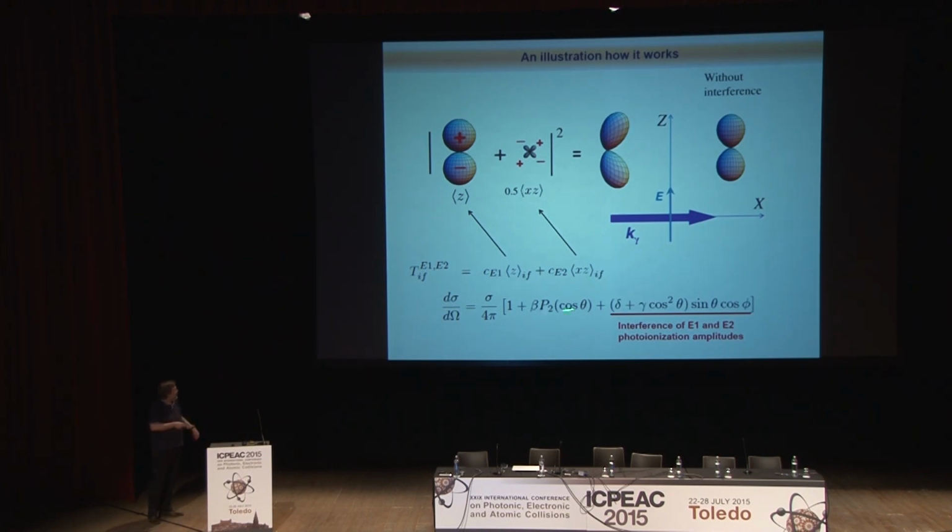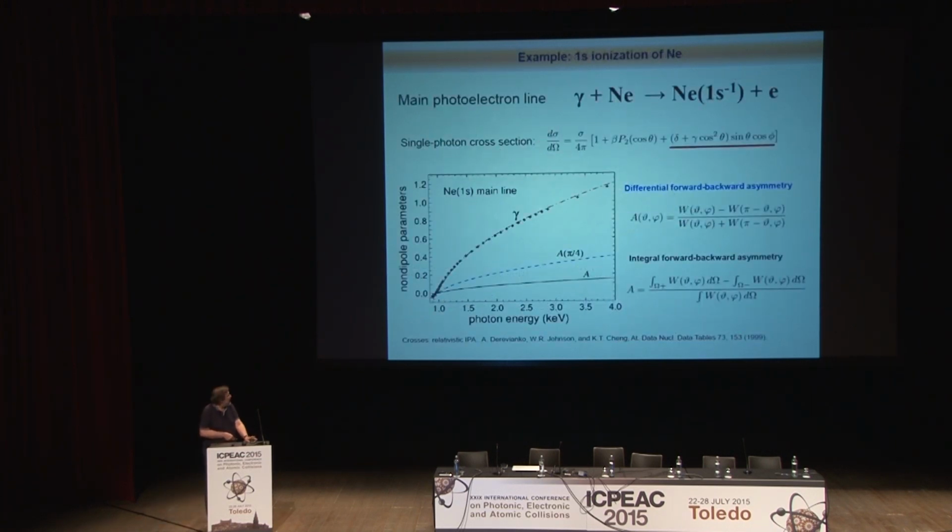Already a long time ago, these formulas were obtained, and I see also in the audience Professor Musia, who is one of the pioneers in this theoretical field. So this term describes the interference of E1 and E2 photoionization amplitudes. This is already well known.